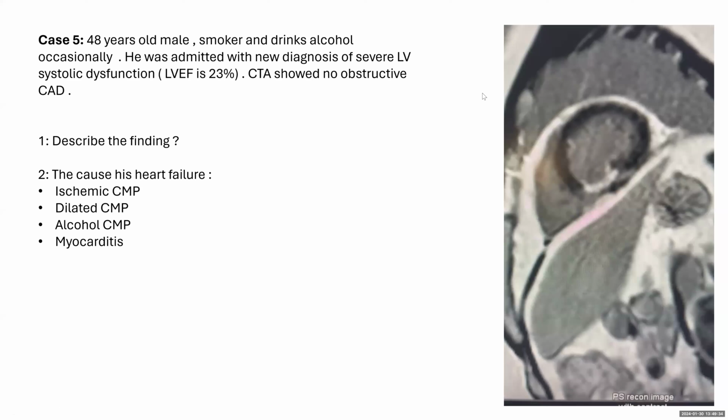Question number 2, the cause of his heart failure is ischemic cardiomyopathy, dilated cardiomyopathy, alcohol cardiomyopathy, or myocarditis?